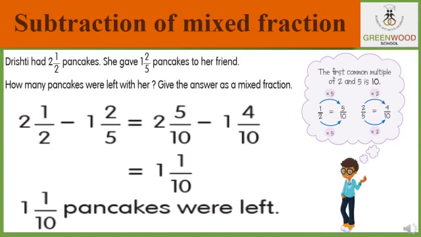So 1 by 2 we convert to 5 by 10, and 2 by 5 we convert to 4 by 10. So the new mixed fractions are 2 integer 5 by 10 and 1 integer 4 by 10. Subtract them. The denominator remains the same, that is 10, and only the numerators get subtracted. 2 integer minus 1 integer gives 1 integer, and 5 minus 4 gives 1. So 1 integer 1 by 10 pancakes were left with Drishti.